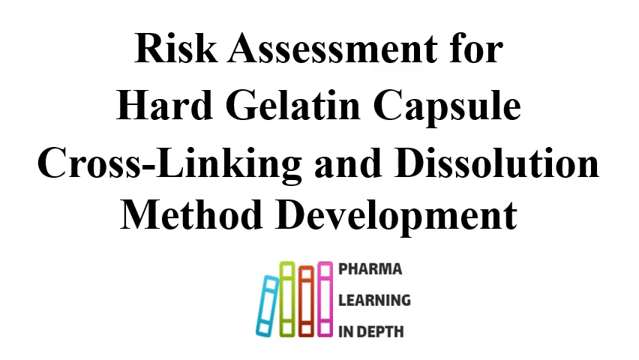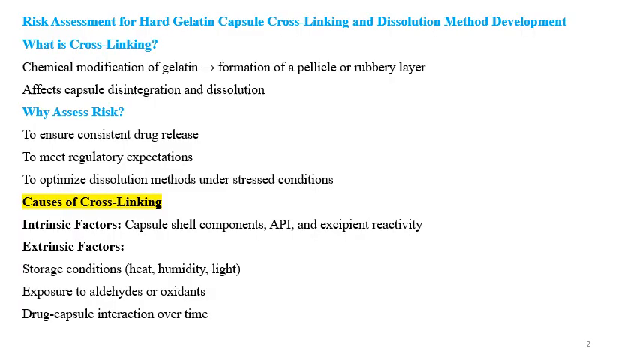We need to use certain enzymes so that the cross-linking can be broken down, and we can demonstrate that the dissolution slowdown is because of the cross-linking. So it is also included in the USP monograph and general chapters.